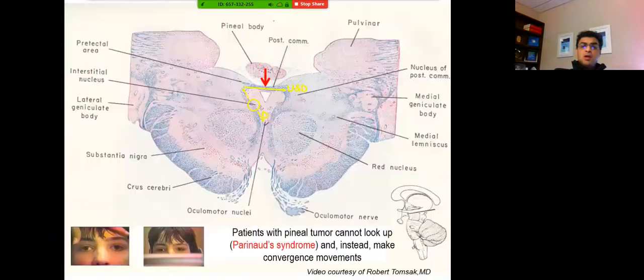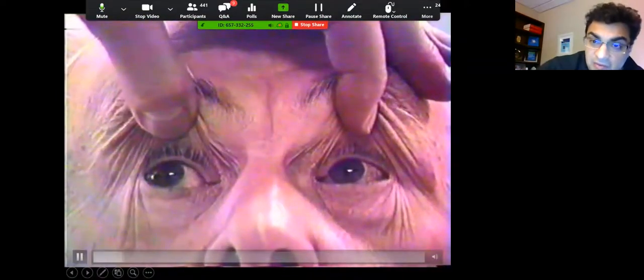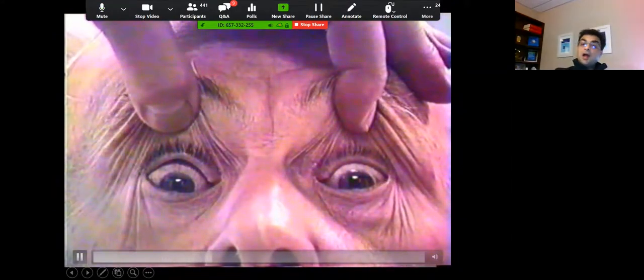Now this is something that we all see very commonly in our practice, progressive supranuclear palsy. So this patient has a normal horizontal eye movement, as you can see here, right? But when we ask the patient to look up, they are slow. And actually they are also curved, like the other patient that I showed you. And if you look at their brain, they have a very robust atrophy in the midbrain, what we call hummingbird sign in the MRI. And that is classic of progressive supranuclear palsy.